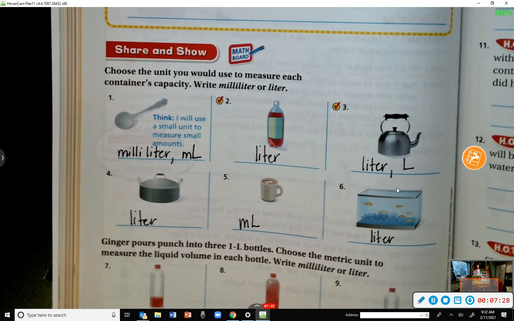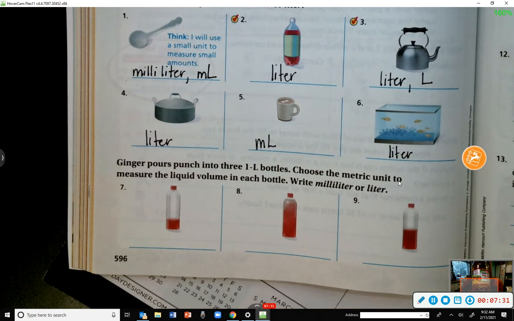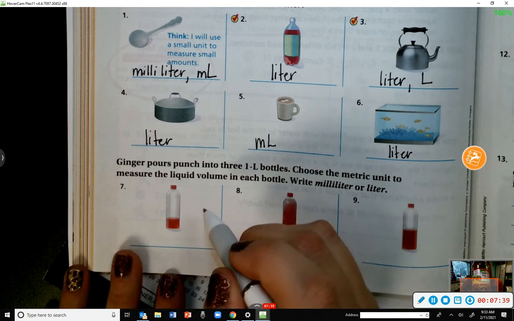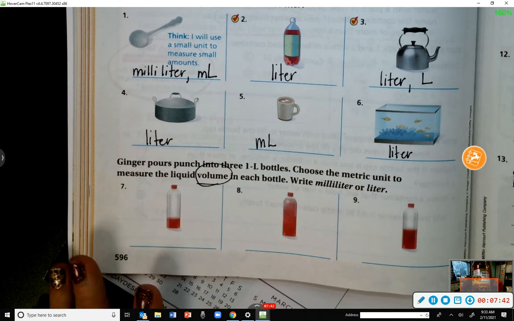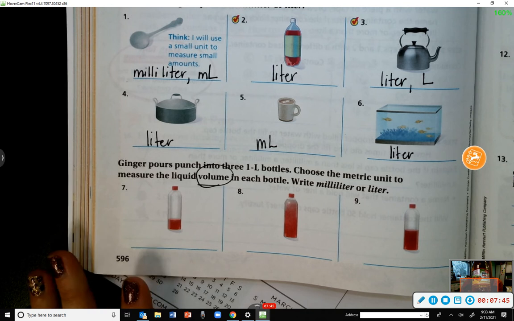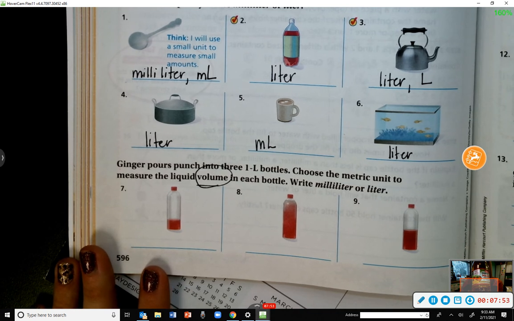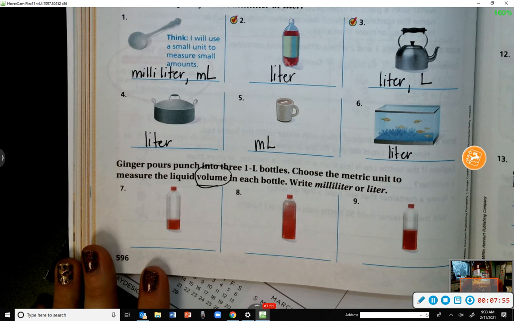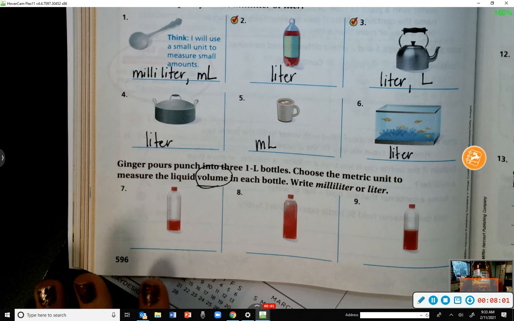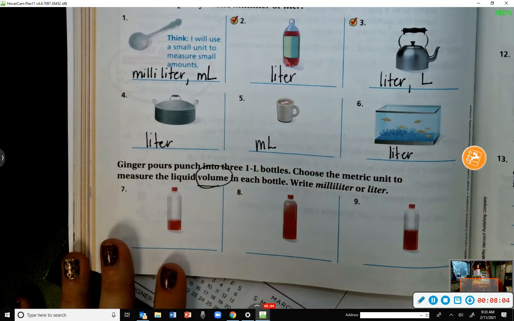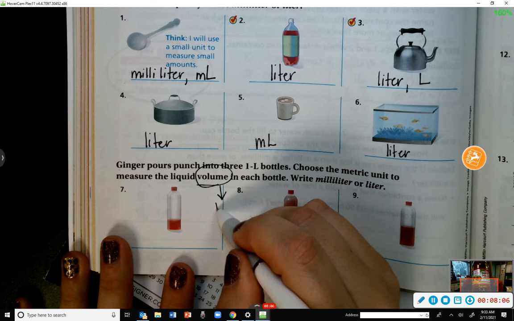Okay, now 7, 8, and 9, it says Ginger pours Pint into 3 1-liter bottles. Choose the metric unit to measure the liquid volume in each bottle. What does volume mean? What do y'all think that means? Bryson? The volume is how much what? Not how much it weighs, because I can't really weigh a liquid. How much water a container can hold. Good. Or how much liquid.